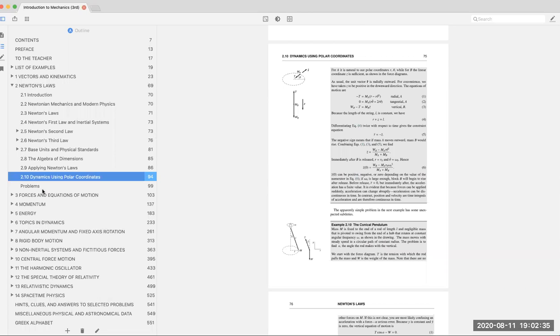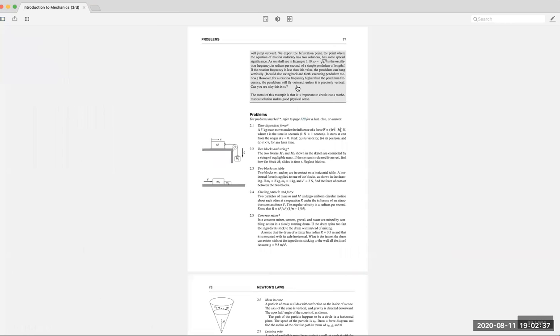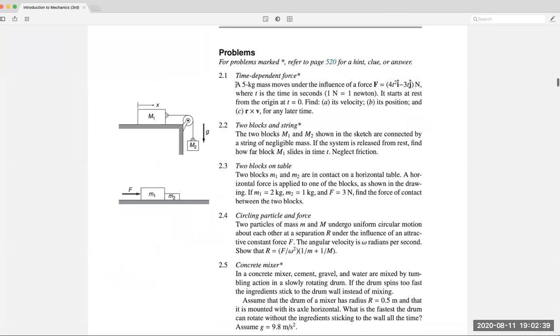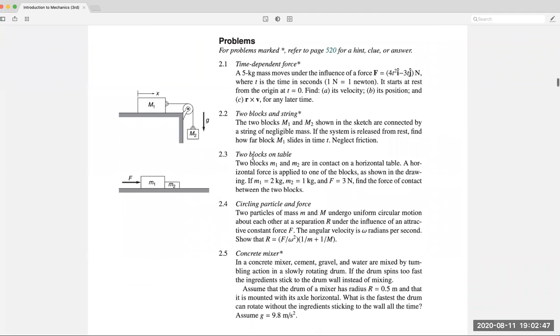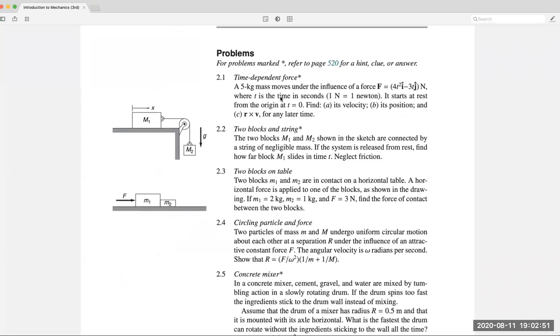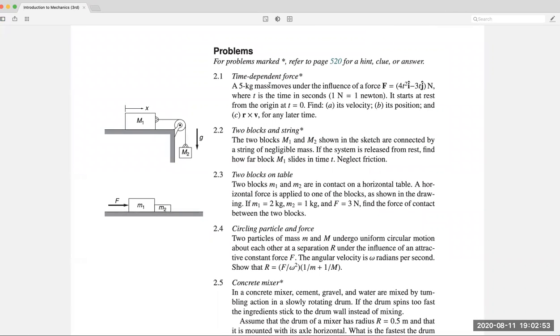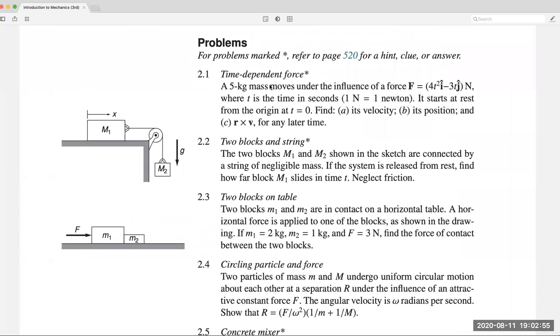Okay. So let's have a look at some of the questions. These are so easy, so no need for them now. Maybe let's have a look at question 2.1.